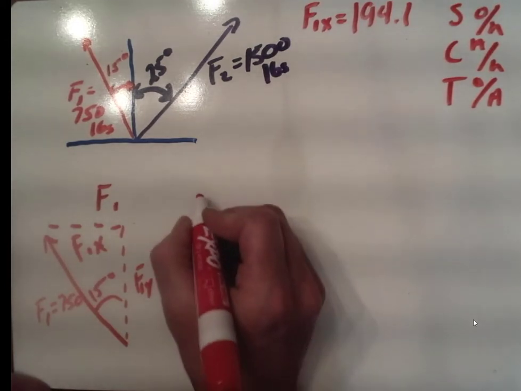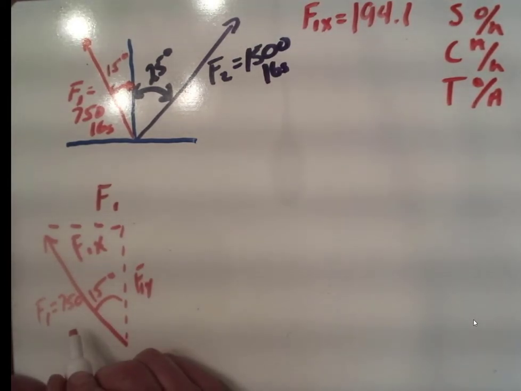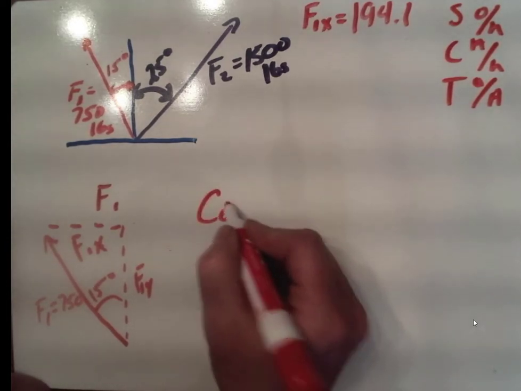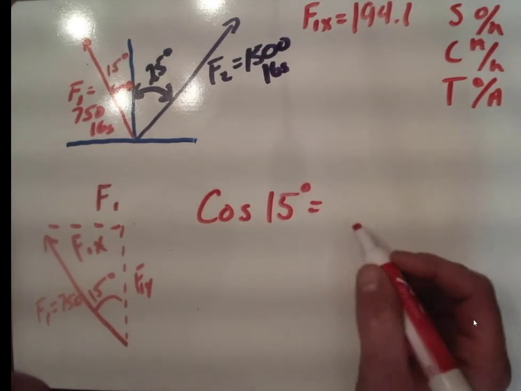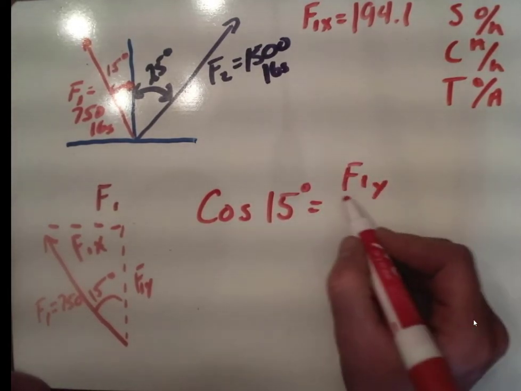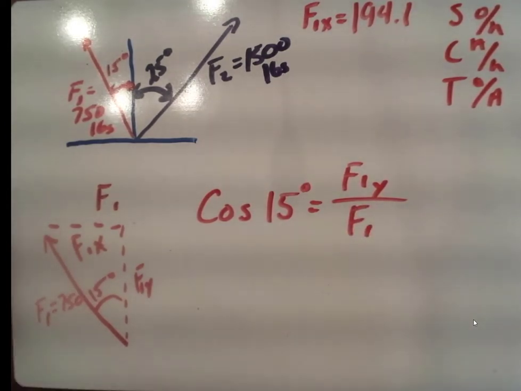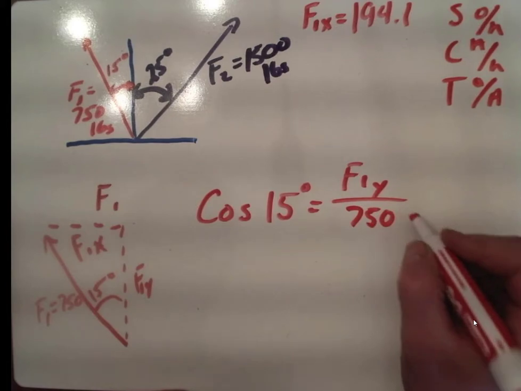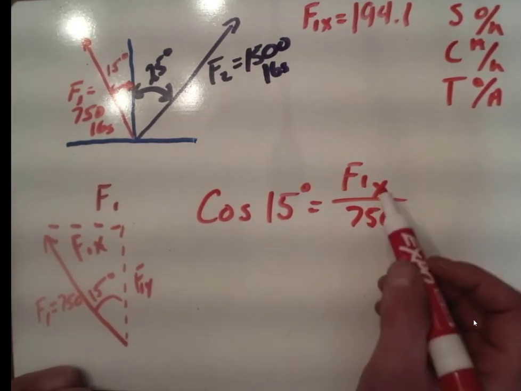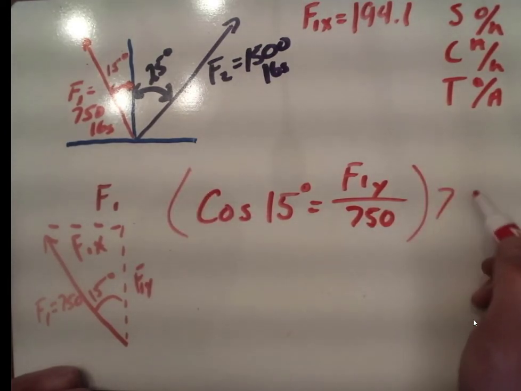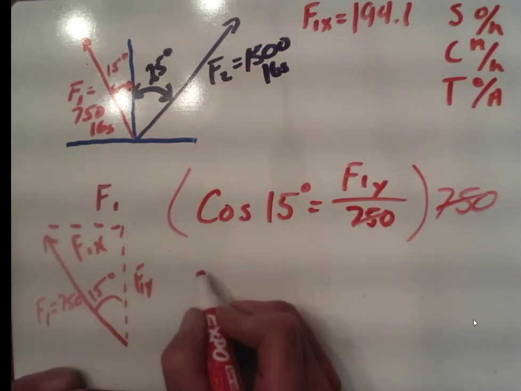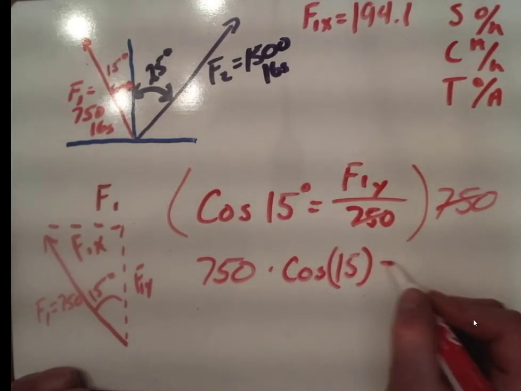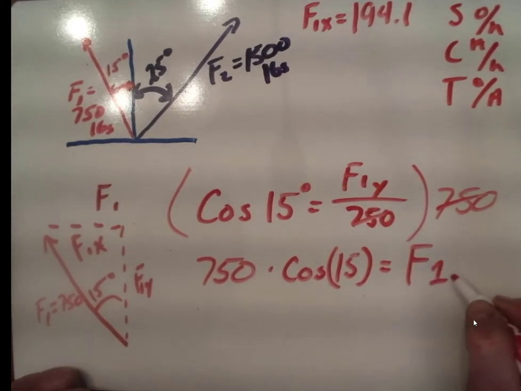So you should have that force 1 sub y and force 1 are going to be the adjacent and hypotenuse. Adjacent and hypotenuse is the cosine. So you should have cosine of 15 degrees equals force 1 sub y over force 1, which again, remember, force 1 is 750 pounds, so we can just fill in 750 pounds. Solve for force 1 sub y: we multiply the whole thing times 750, cancels here, and we end up with 750 times the cosine of 15 degrees equals force 1 sub y.